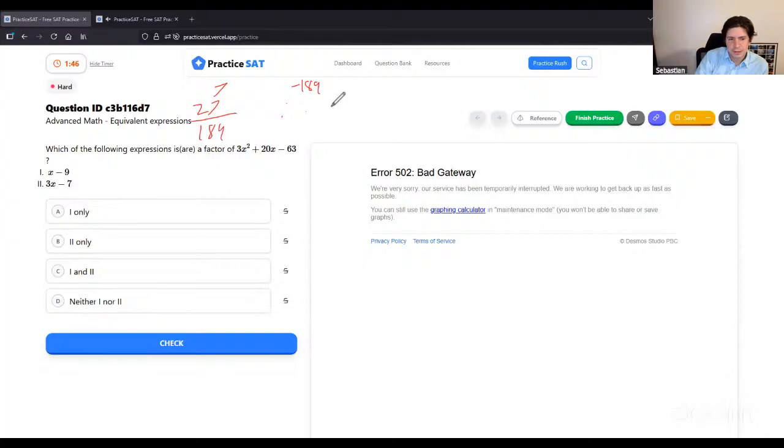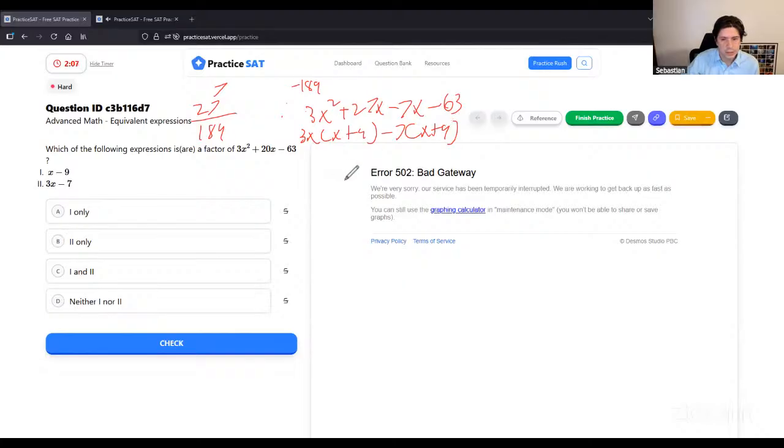So that'll be it. So it's going to be 3x squared plus 27x minus 7x minus 63. We're going to do the grouping method. We'll factor out the 3x here. We'll be left with x plus 9. Factor out a negative 7 there. Get left with x plus 9. So our two factors will be x plus 9 and 3x minus 7. It will be exactly that.